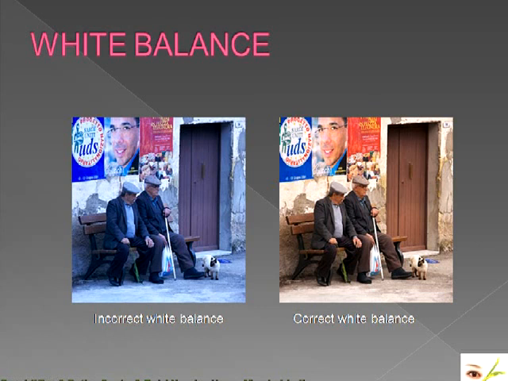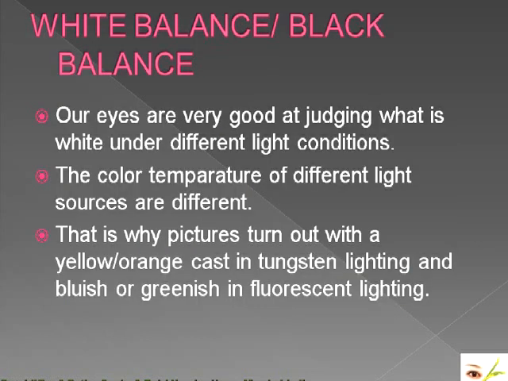As I told in my first slide, the human eye is so good that in varying light conditions we would appreciate white color as white color, but the camera cannot. The camera has to be taught to see that this white is like this white. Our eyes are good at judging what is white under different light conditions, and different light sources have different color temperatures. That is why the picture would appear yellowish or orange in tungsten lighting and bluish or greenish in fluorescent lighting.